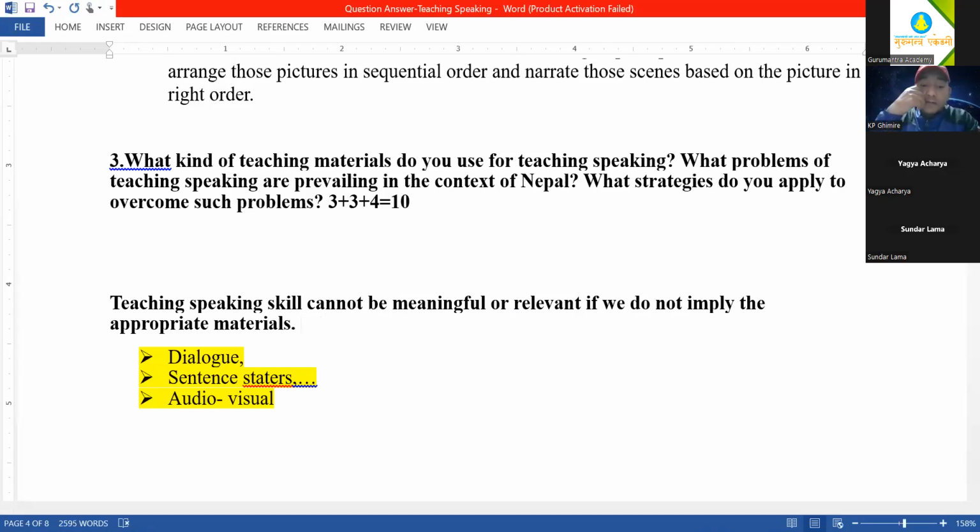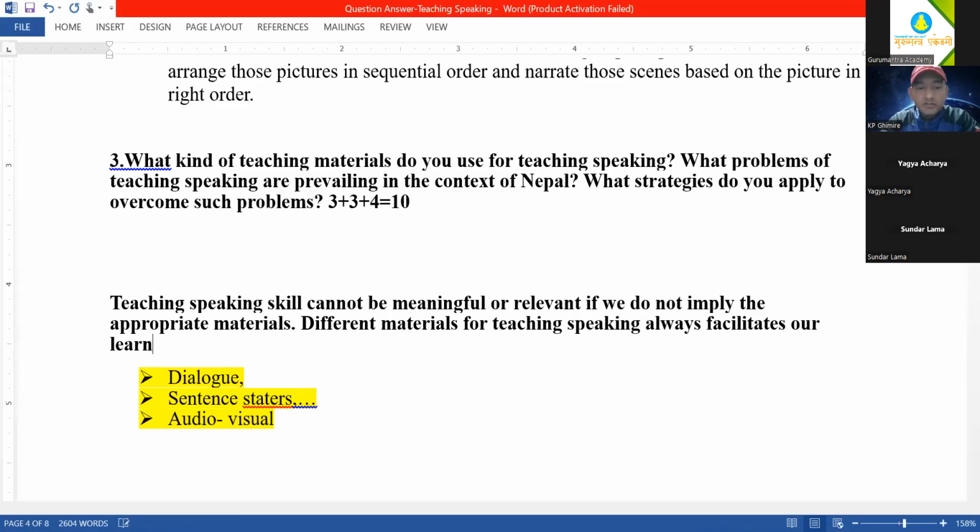Or what you can write: materials for teaching speaking always facilitate our learners to develop their linguistic skills, to conceptualize complex concepts and develop their basic speaking skill. See, at least start your answer in this way, what I mean to say, and then only make a list. Very good, Urvasi, right.